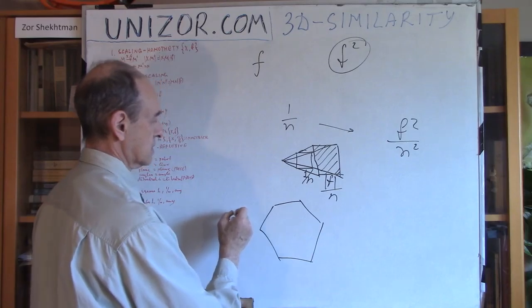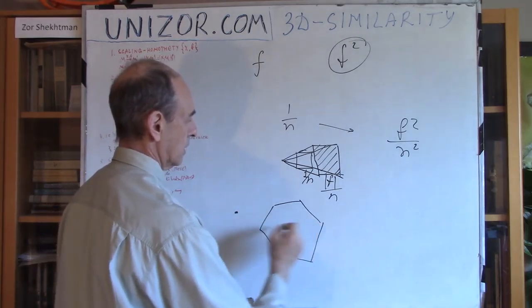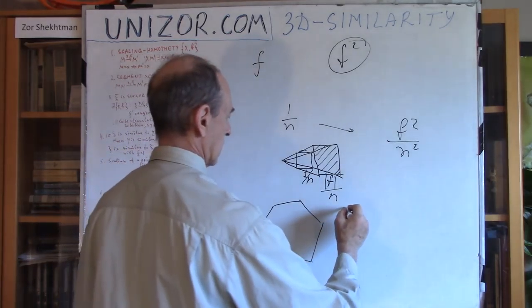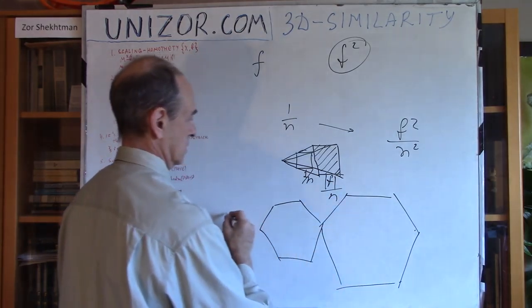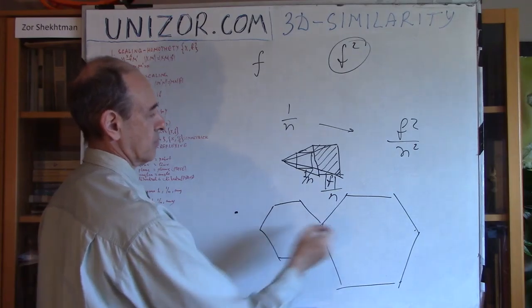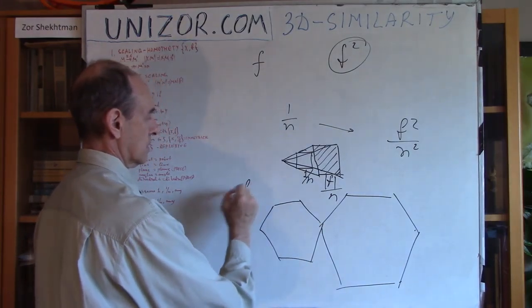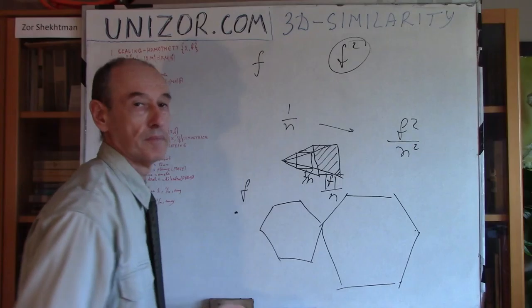And using the center, you transform it into another hexagon, which is bigger. Something like this. This is a transformation. And again, the factor is f. What happens with the area?